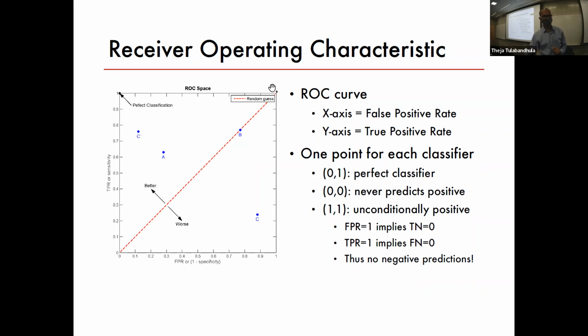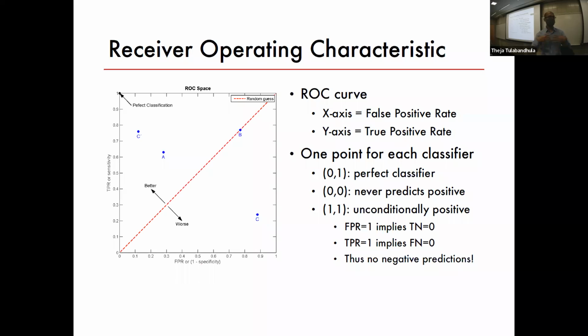So 1, 1. Here we are always predicting everything to be positive. For 1, 1, the true positive rate is 1, which means that if there are 30 examples which are positive, we are always predicting them positive. But also my false positive rate is 1, which means there is nothing in the bottom right cell of my confusion matrix. So there are no negative predictions for 1, 1, and there are no positive predictions for 0, 0.